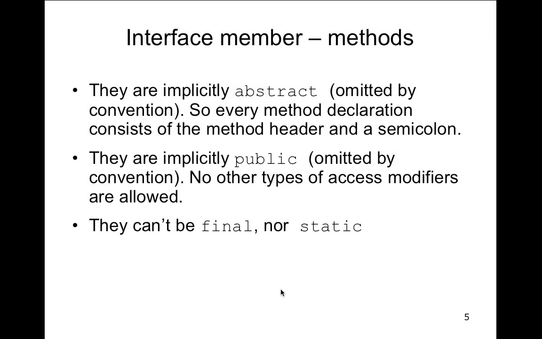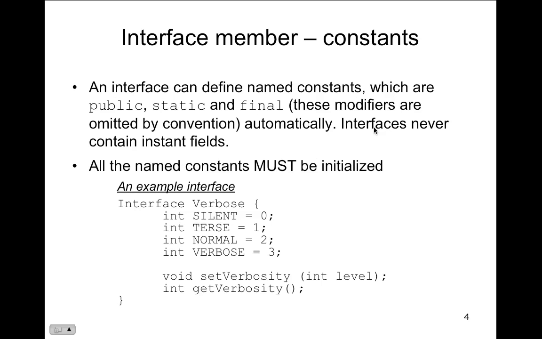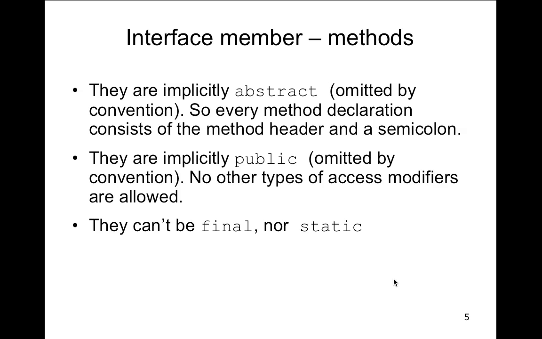Every method declaration consists of the method header and a semicolon. So in here we have the method setVerbosity, and a semicolon at the end. We don't have opening and closing brackets. If you're familiar with C, it's sort of like a function prototype that you would put at the front of the program. Same concept, actually. Very similar.